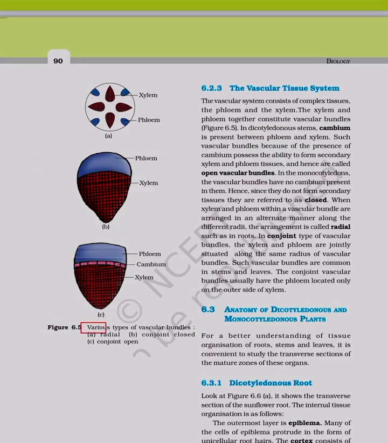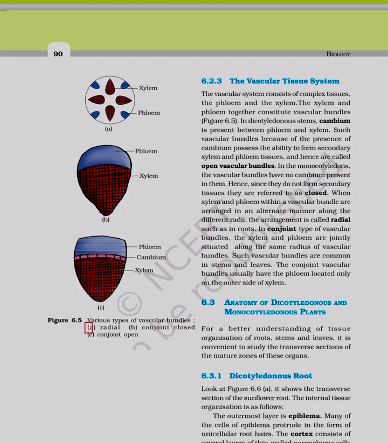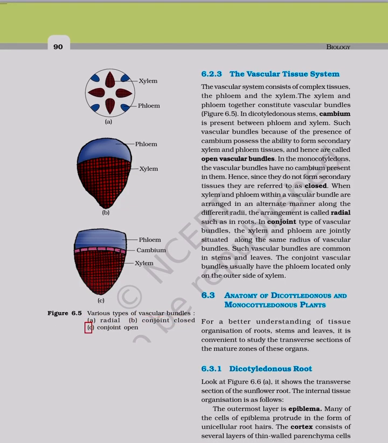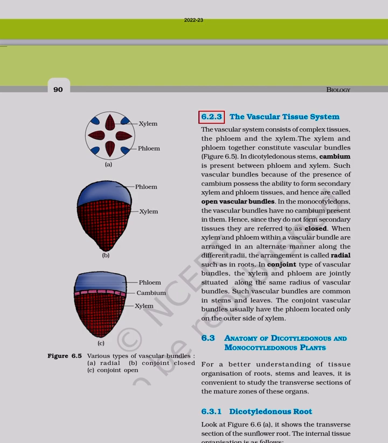Figure 6.5. Various types of vascular bundles. A. Radial. B. Conjoint closed. C. Conjoint open. 6.2.3 The vascular tissue system. The vascular system consists of complex tissues, the phloem and the xylem. The xylem and phloem together constitute vascular bundles.